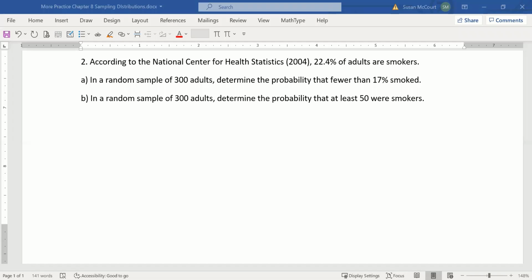Okay, so according to the National Center for Health Statistics, 22.4% of adults are smokers. In a random sample of 300 adults, A, determine the probability that fewer than 17% smoked, and B, in a random sample of 300 adults, determine the probability that at least 50 were smokers.